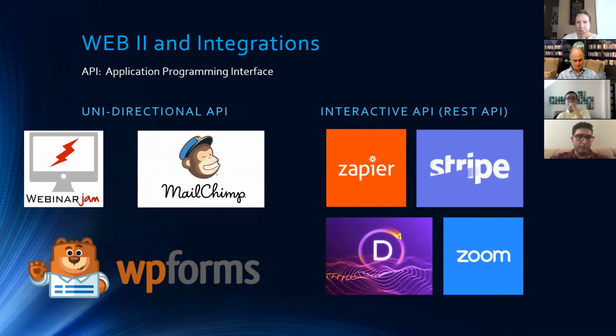So Web 2 and integrations. Why Web 2? So where was Web 1? This is Web 2? Yes. When the web started in the late 1980s, early 1990s, that was Web 1. Web 1, as the name suggests, is not number 1, and this Web 2 is not number 2. Web 1 is a one-direction web.